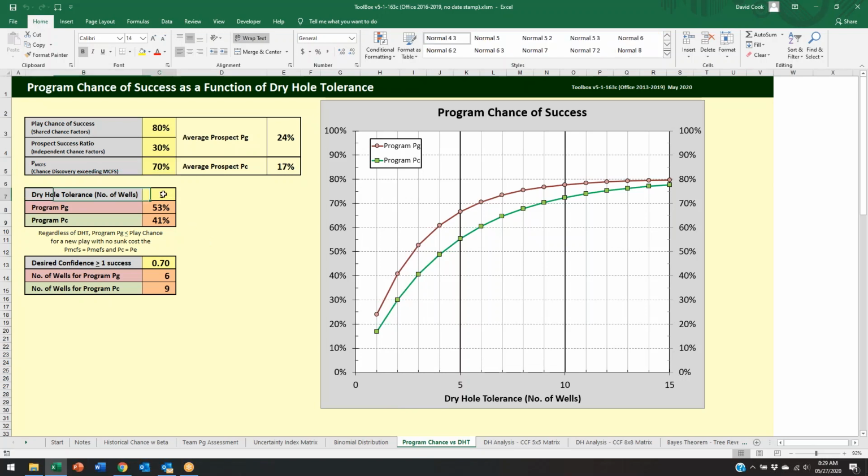For example, if you have a dry hole tolerance of 3, then the probability of one or more geologic successes is 53%, and one or more commercial successes is 41%. You can also ask for a given confidence. If you wanted to achieve a 70% confidence of having one or more geologic or one or more commercial successes, you're going to have to drill either 6 wells, or 9 wells for a commercial success.